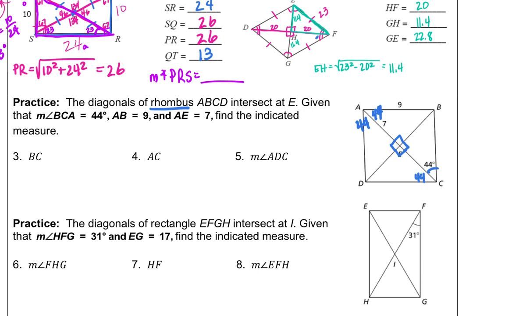If this is 9, this is 9, 9, and 9. And if this angle is 90, then these two angles here, that one and that one, 44, and then the pink one there, have to add up to 90. So that would make all of these 46.